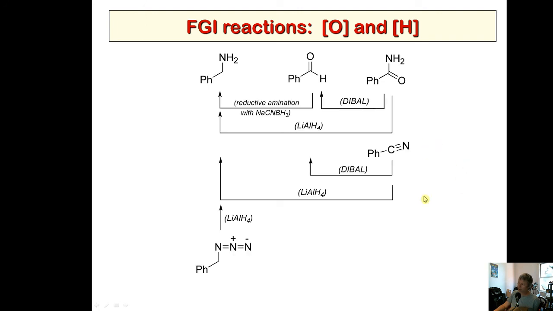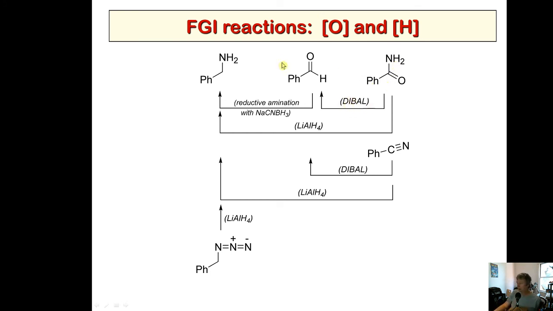Along these lines, when we talk about oxidations and reductions, these are mostly all reductions here. But think about a primary amide. We can reduce a primary amide to an aldehyde, and we use DIBAL. DIBAL is an H- that attacks, and then essentially just kicks off the amine. So DIBAL is a partial reducing agent.